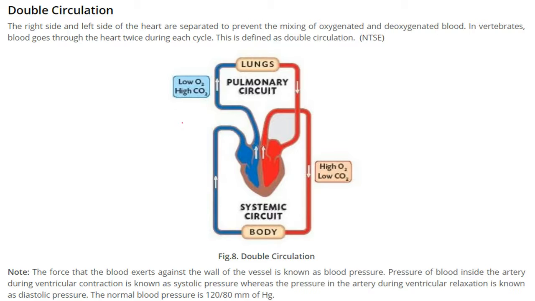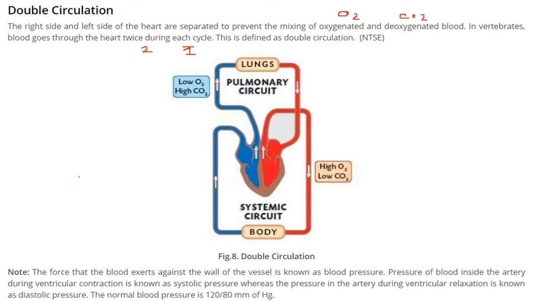There is double circulation also. The left and right sides of the heart need to be separated, and they are separated in order to prevent mixing of the oxygenated blood and deoxygenated blood. So in vertebrates, blood goes through the heart twice in one cycle. This is known as double circulation.